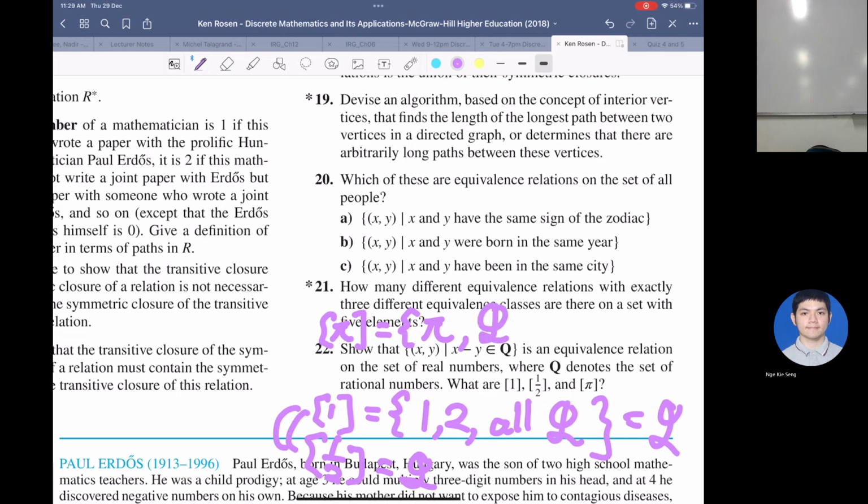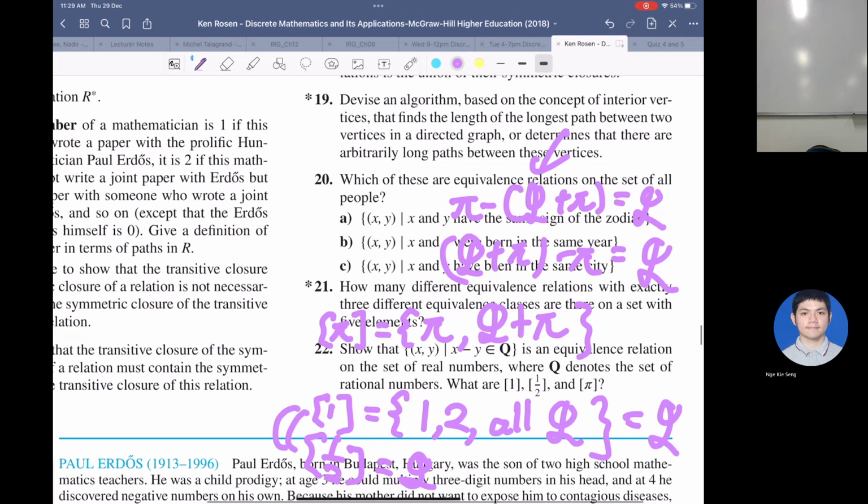It's q minus pi. Yeah, something minus pi or plus pi, depending. Right, because if you take pi minus rational plus pi, you get the rational again, right? And then q plus pi minus pi, you also get. I mean q meaning any number.